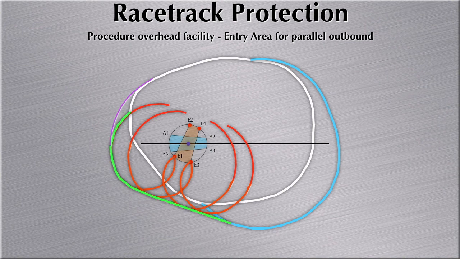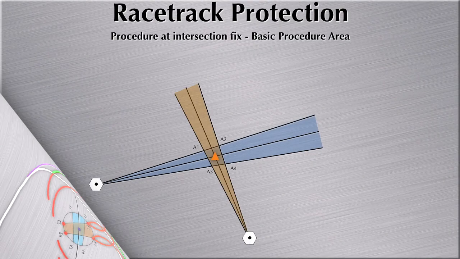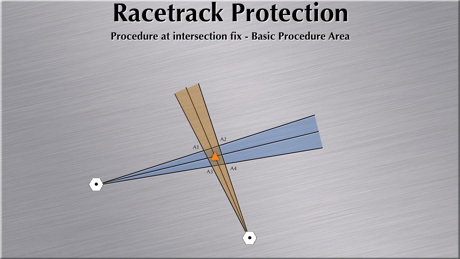That results in the protection extension, which is shown in green. To protect the procedure at an intersection fix, we create the fix by using the tracking aid shown in blue here and the intersecting aid shown in amber color here. The fix area is made up by the points A1, A2, A3 and A4.